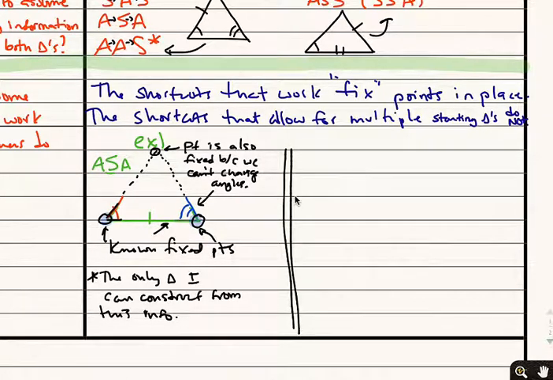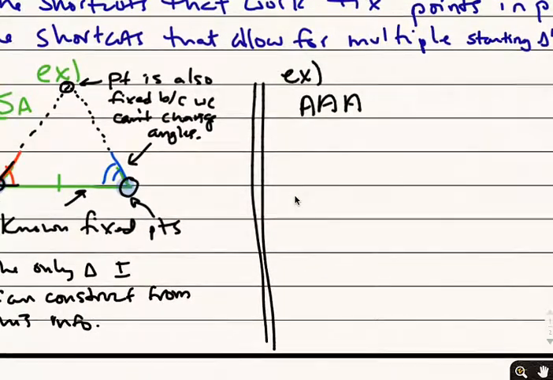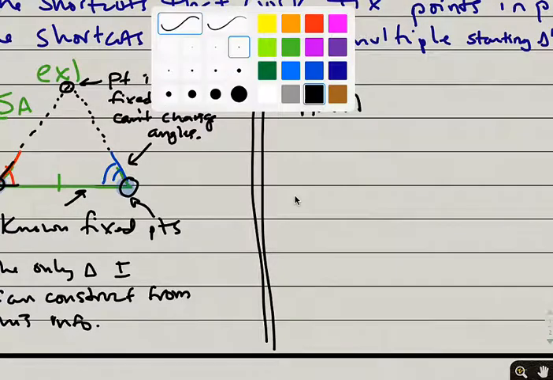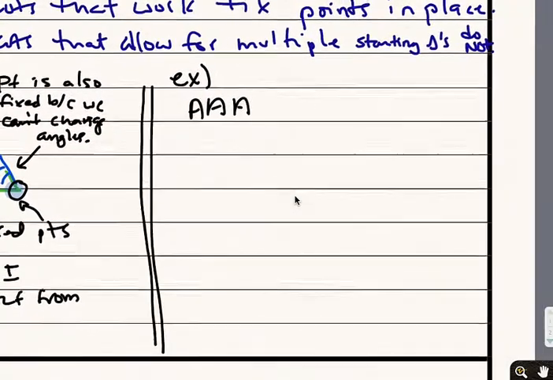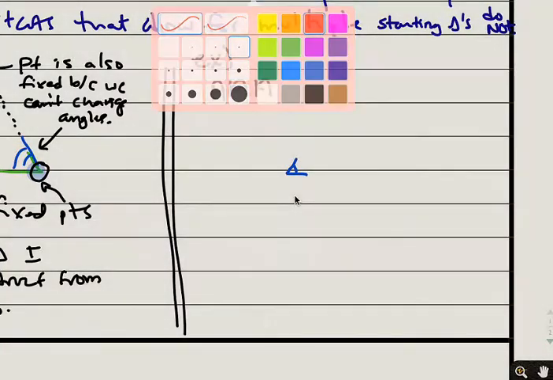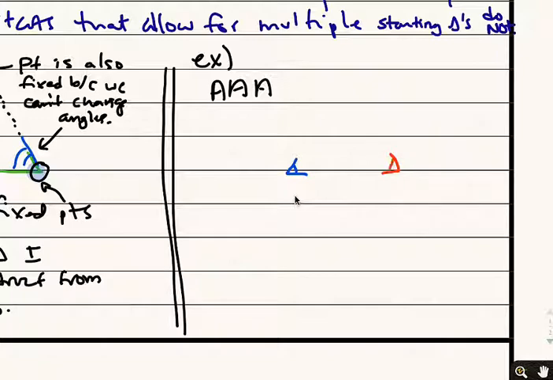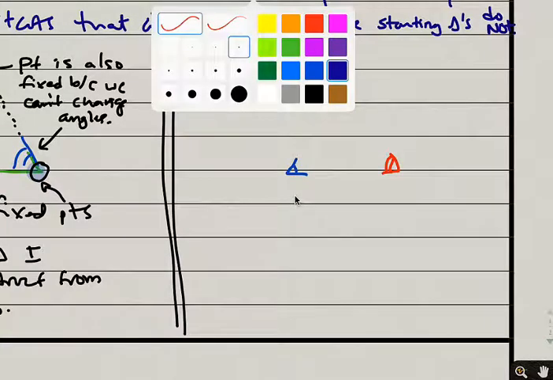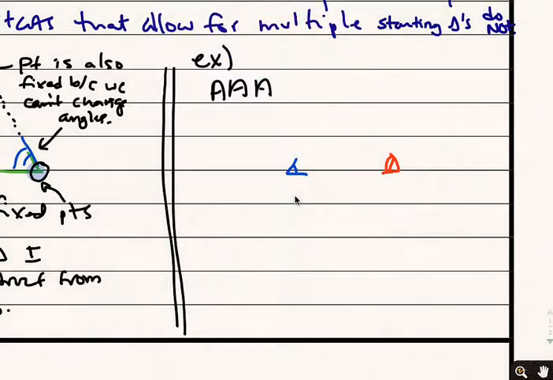So the counterexample to that would be something like angle, angle, angle, okay? Which I claim does not fix information to begin with, so the transformation that occurs at that point doesn't really matter. So here's my counterexample. Let's say I have this angle that's fixed, and I have this angle here that's also fixed. I can't change it. And then I have a third angle, let's use purple, up here somewhere.